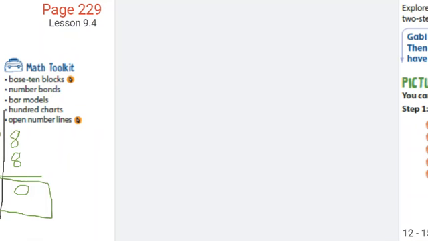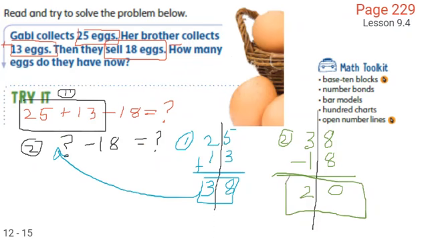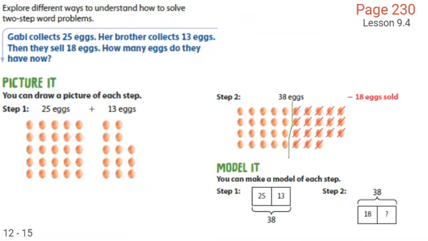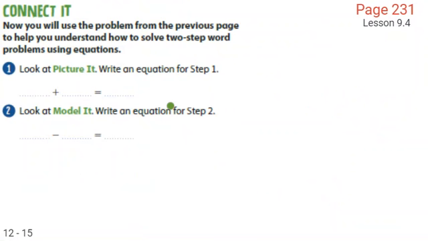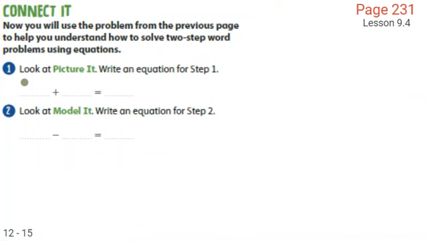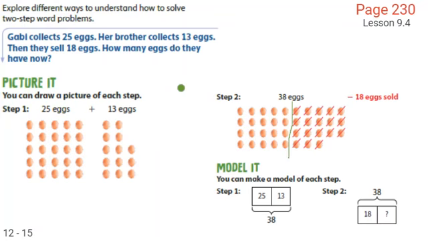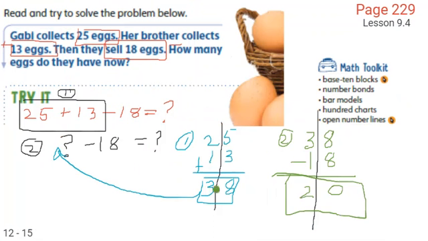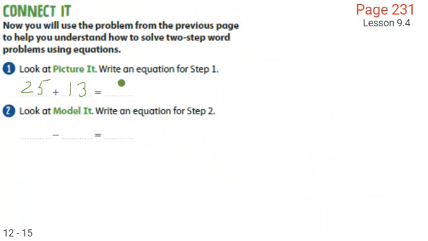So again, we go back here. Our answer is 20, right? And so now, there we go. So now we can look at it. We can picture it. It says write an equation for step 1. So step 1 is 25 plus 13. So we have 25 plus 13 equals. Now you can look at the pictures, you can count them up, but we already did that. 25 plus 13 is 38.